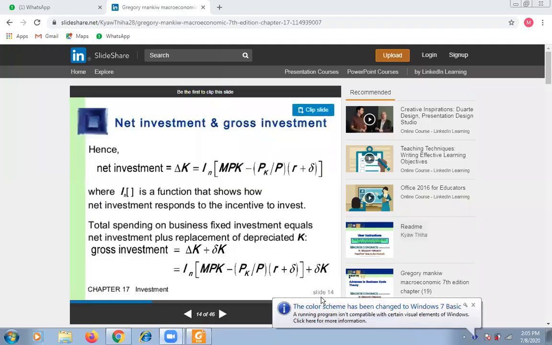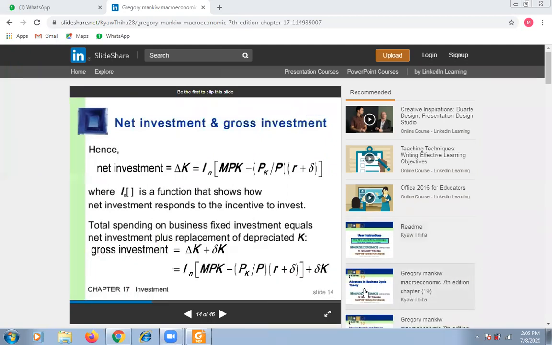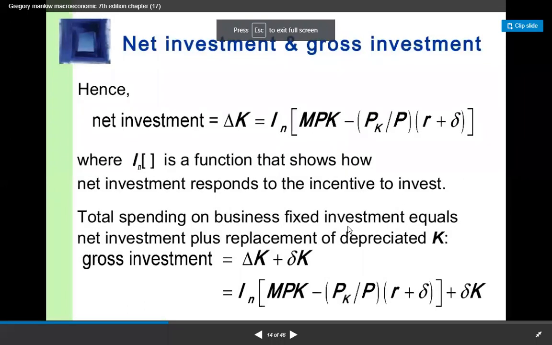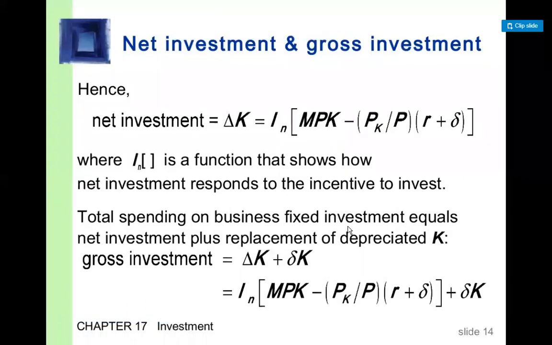Yes, this is our 14th lecture. In this lecture, we will discuss investment functions. We will discuss movement along the investment curve and shift of the investment curve.